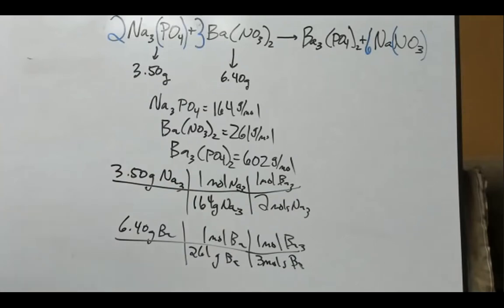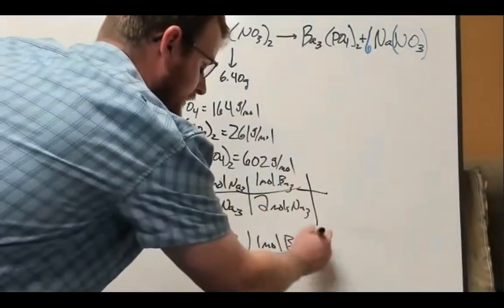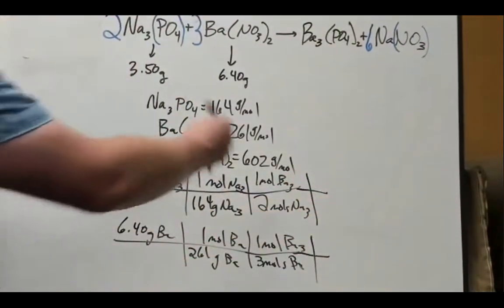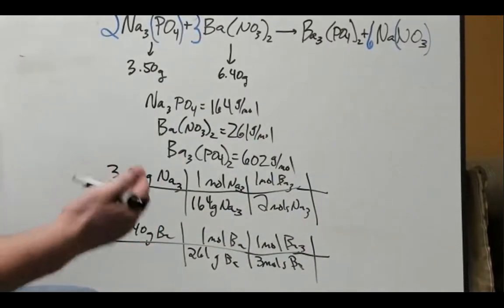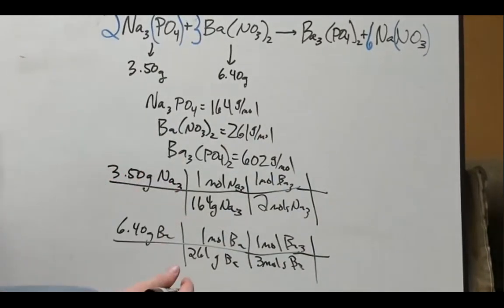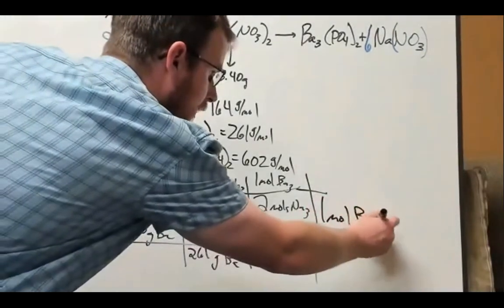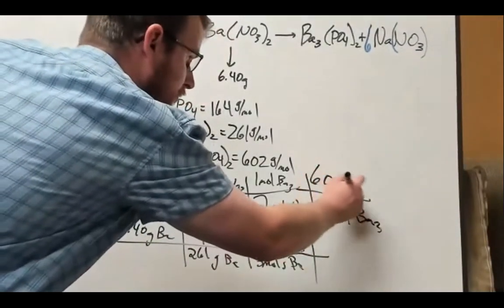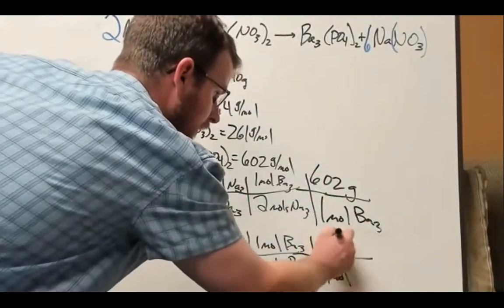What I would do, just because we're punching numbers in a calculator and it's really not that much work, is go ahead and do the one extra step, right? Because you still have to do this step. For every 1 mole of Ba3(PO4)2, the mass is going to be 602 grams.